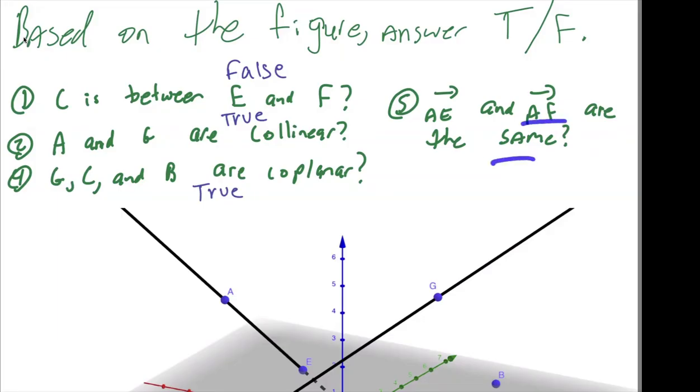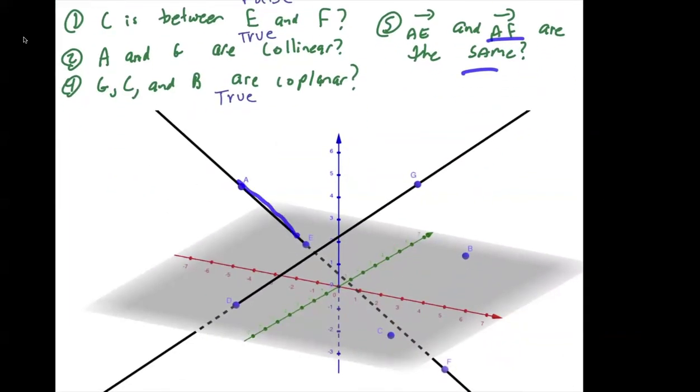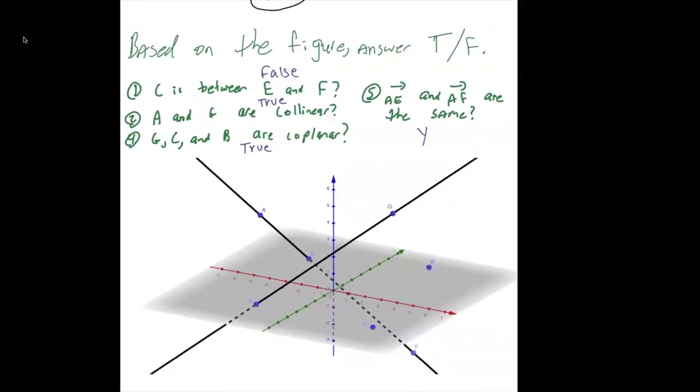AE and AF are the same. That I need to check. Are they part of the same line? Yes, they are part of the same line since they're all collinear. Because they are part of the same line, they are the same. The dashed line just means it's going underneath. Miss Jane, I think it's asking if the ray AE and the ray AF are the same.